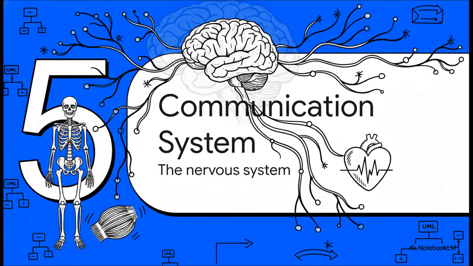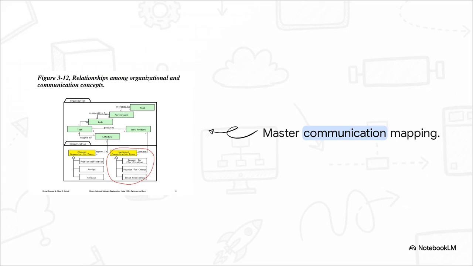And finally, Section 5, the communication nervous system. Take a second to really appreciate this master model. It synthesizes everything we've talked about into a single cohesive view. At the top, in green, you've got the organization, the teams, roles, tasks, schedules. But look at the bottom half, circled in red. That is communication. This shows how both planned communication events, like a scheduled review, and unplanned communication events, like a sudden request for change, connect right back to the organization. Every single meeting, bug report, or email is formally mapped to a specific role and task.